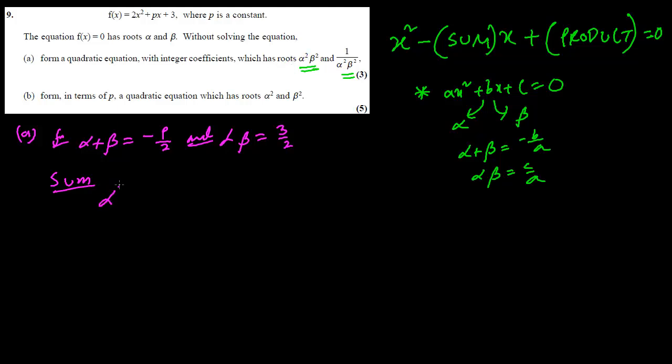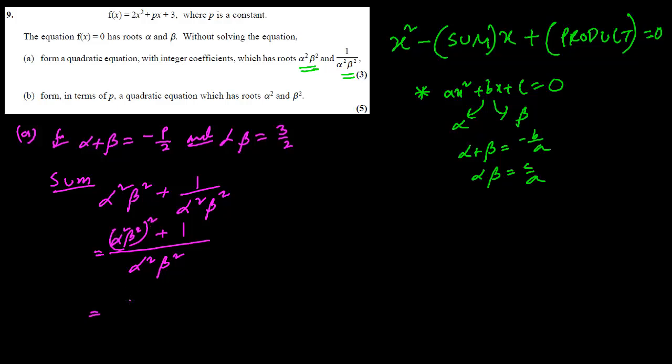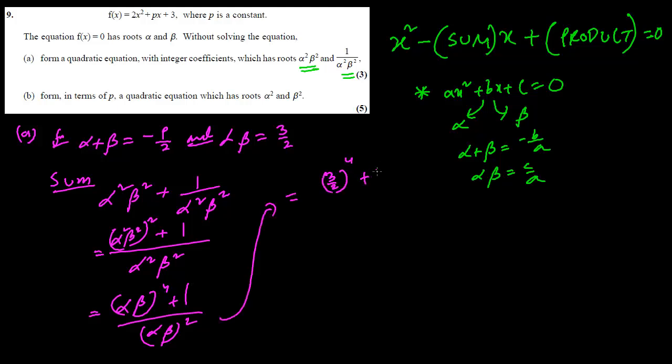One of the roots is alpha squared beta squared, and the other root is 1 by alpha squared beta squared. So if we take the LCM, it is going to be alpha squared beta squared whole squared plus 1, and this matches the denominator, which is alpha squared beta squared. So alpha squared beta squared whole squared is alpha to the power 4 beta to the power 4, or alpha beta whole to the power 4, plus 1, divided by alpha beta whole to the power 2. We're using the index rule where we can take the power common. 3 by 2 to the power 4 plus 1, divided by 3 by 2 squared.